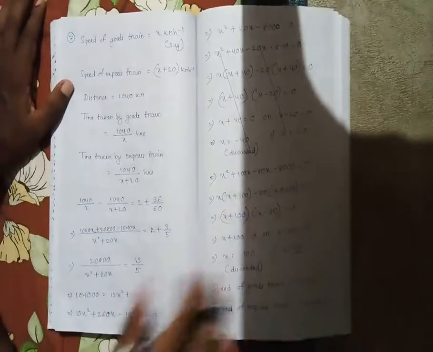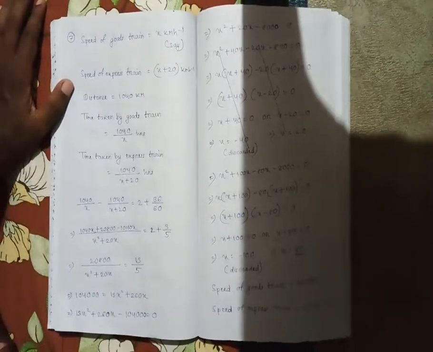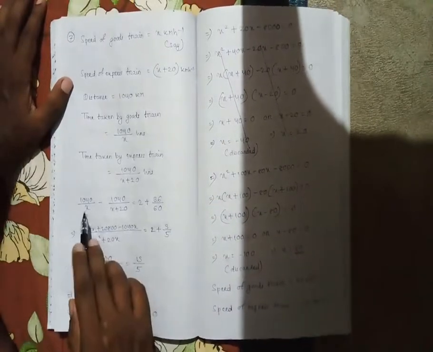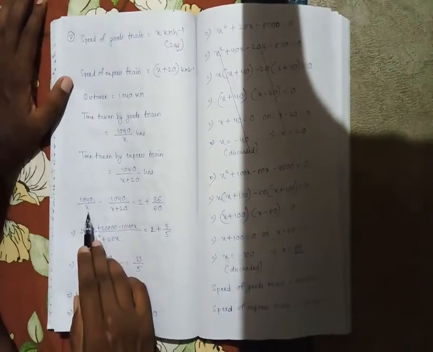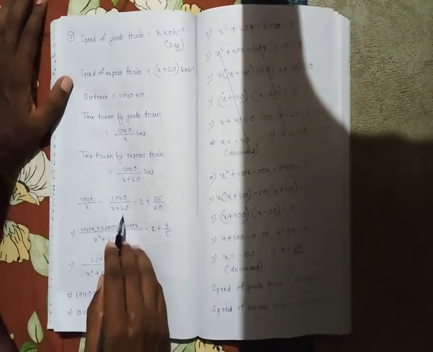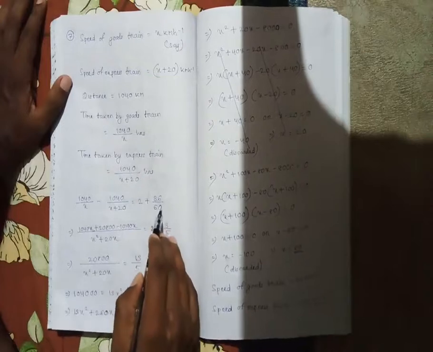So what is the time gap, what is the time difference between the two trains? 2 hours and 36 minutes. So as you can see, I have written time of the goods train minus time of the express train is equal to 2 hours 36 minutes.